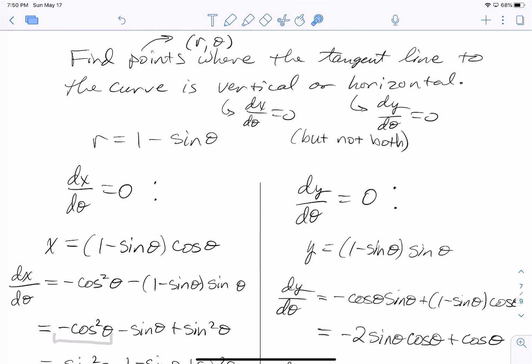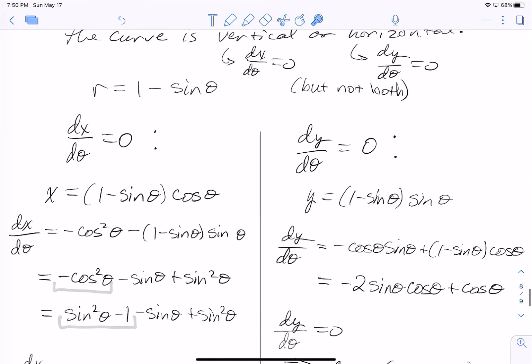x is r cosine theta, so x will be 1 minus the sine of theta, that quantity times the cosine of theta. Using the product rule there is going to give us that dx/dθ is equal to negative cosine squared of theta minus the quantity of 1 minus sine of theta times the sine of theta. We end up with a negative cosine squared of theta, a linear negative sine of theta, and a positive sine squared of theta. We'd like this to be quadratic in terms only of one trig function, and so I'm using a Pythagorean identity to replace negative cosine squared of theta by sine squared of theta minus 1.